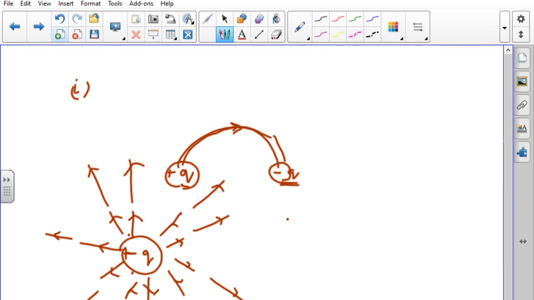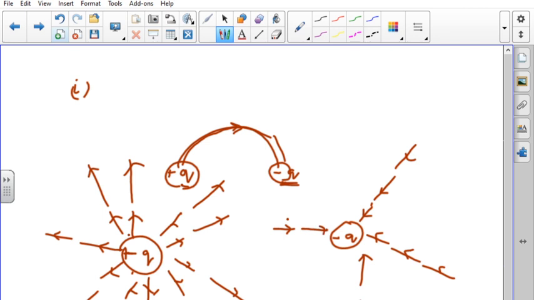And for a negative charge, suppose there is an isolated negative charge, these electric field lines start from infinity and end at the negative charge. Electric field lines, that is the visual representation of the electric field, start from infinity and end at the negative charge. This is for the negative charge system.